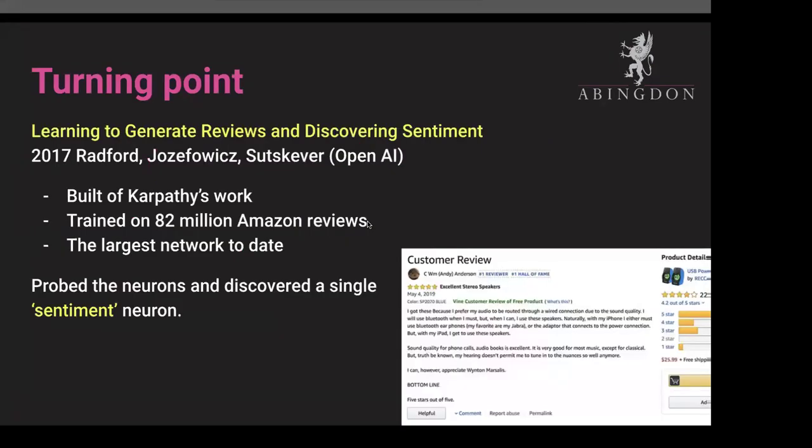So there was a turning point in 2017, a couple of years later, and this is OpenAI first entering the fray. Ilya Sutskever has now left the University of Toronto and is working for OpenAI. I think he worked at Google as well. But OpenAI built on Karpathy's work. They asked, well, what happens if we make it even bigger?